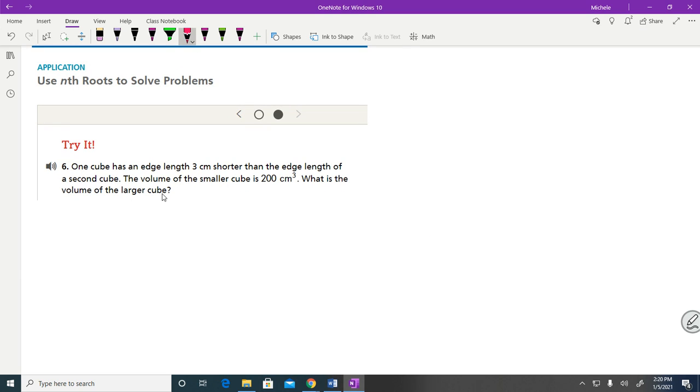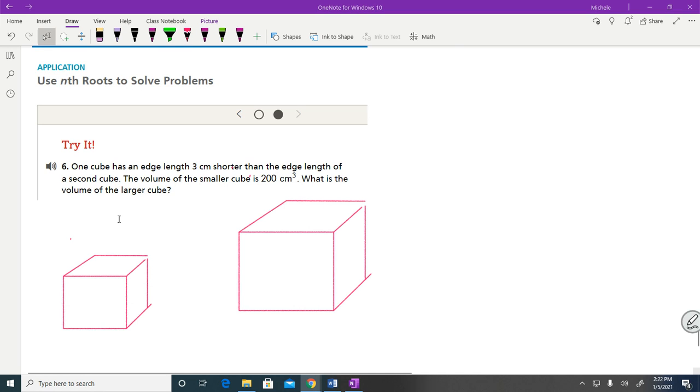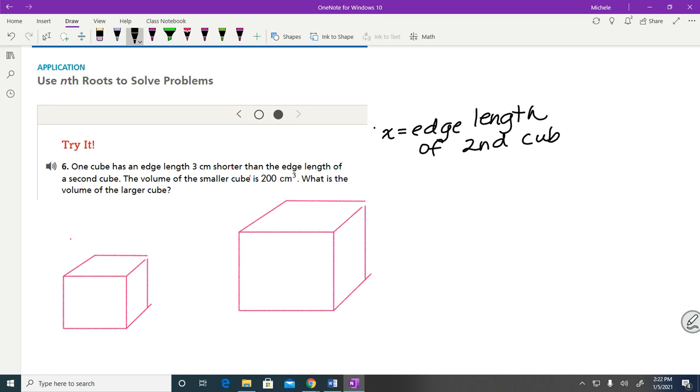And then finally, we have a word problem. One cube has an edge length 3 centimeters shorter than the edge length of a second cube. So let me draw some shapes here. I will say x is going to be the edge length of the second cube. So I'll label this x, and since it's a cube, all sides have the same length. And if the other one is 3 centimeters shorter, we'll call it x minus 3, x minus 3, x minus 3. The volume of the smaller cube is 200 cubic centimeters. What is the volume of the larger cube?